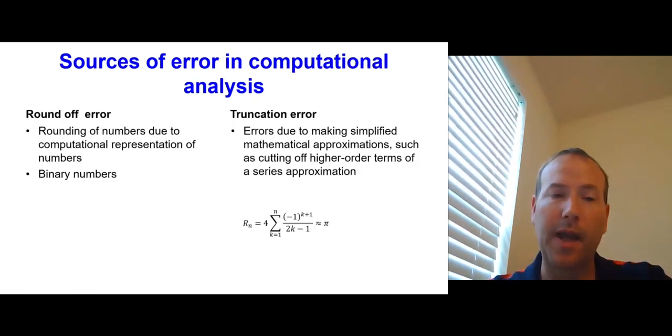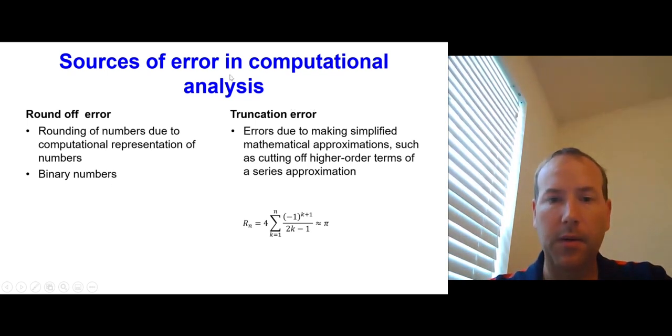So there are really two types of error that we'll be discussing. One is called round-off error. Another is called truncation error. Round-off error comes from rounding of numbers due to the computational way in which numbers are stored within the computer. And so that's why today we'll be talking in more detail about binary numbers and the limitations of these binary numbers being stored on the computer.